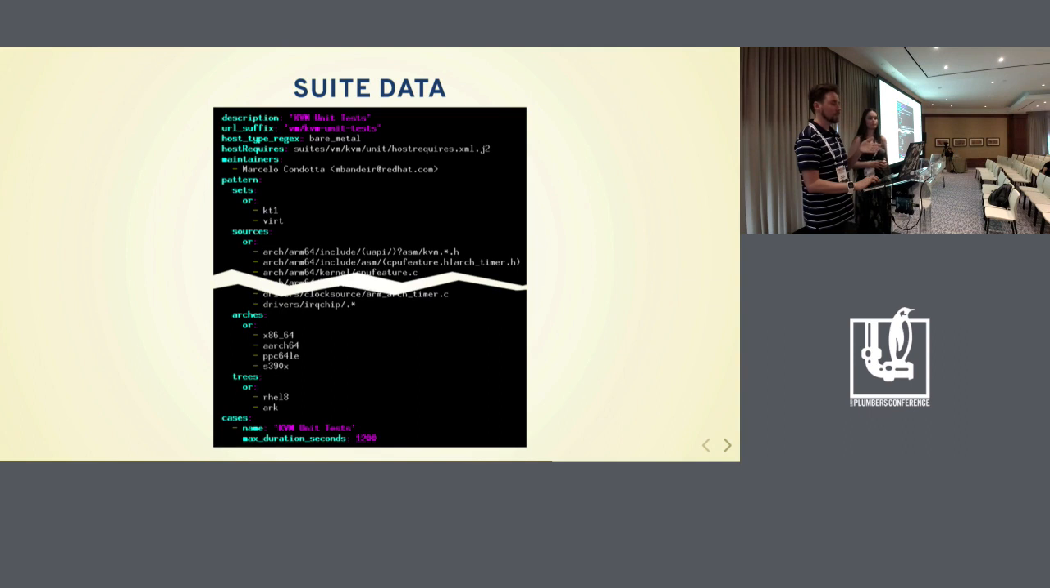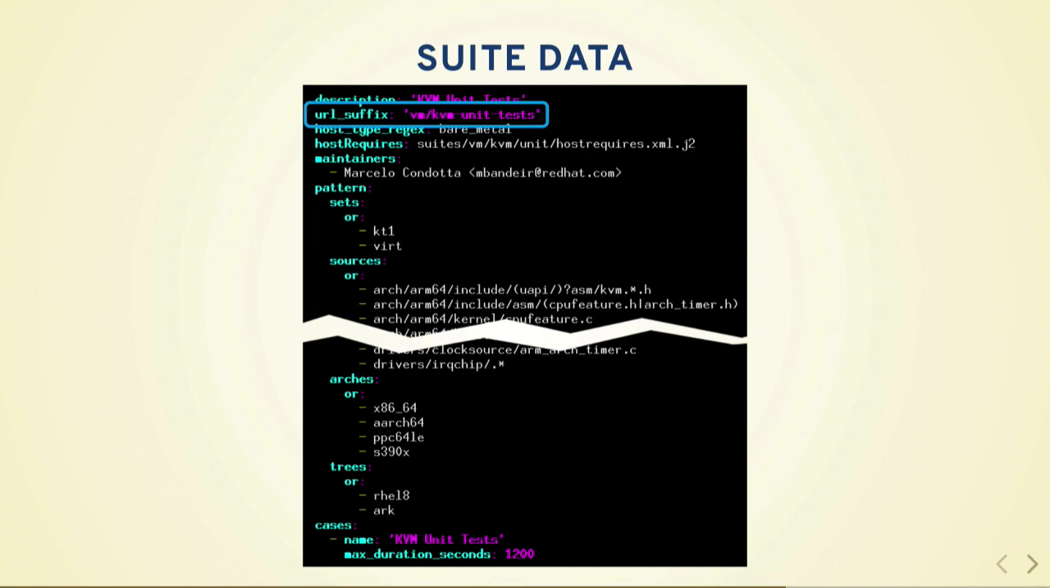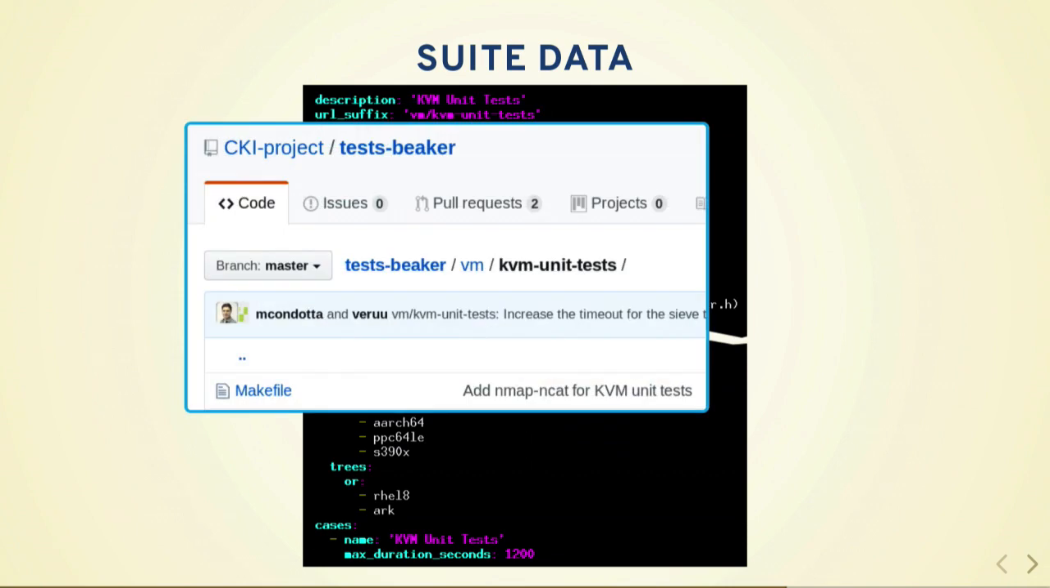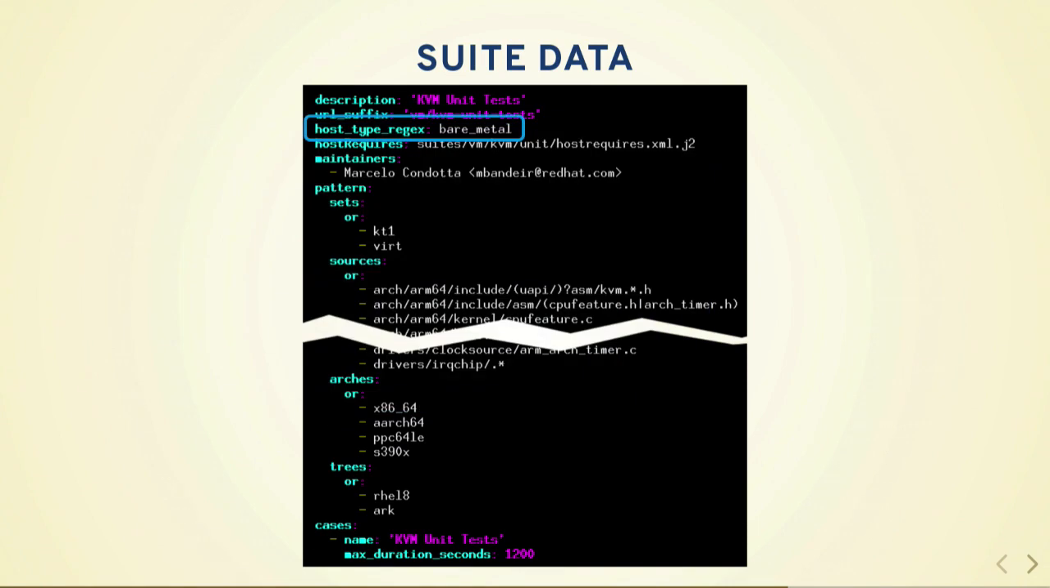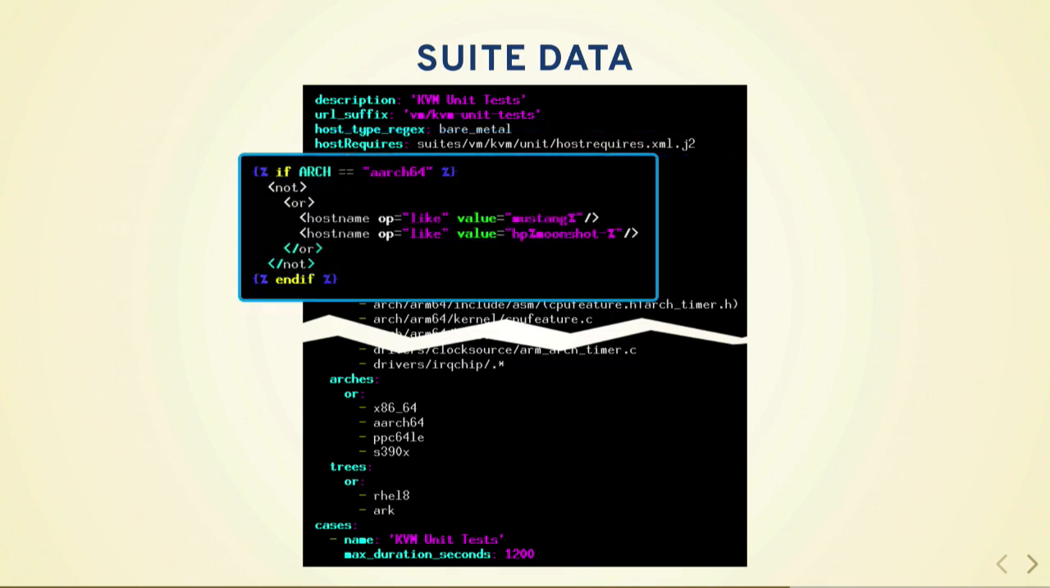This is not being run for upstream right now, but it's a test that you can run yourself. So it will probably be run for upstream soon. Of course, they start with the test name, then there's the location in the GitHub repo that I showed you before. In this case there's the host type that we want to use, and the additional requirements for the host that the test might need, and this is in a special Beaker language.